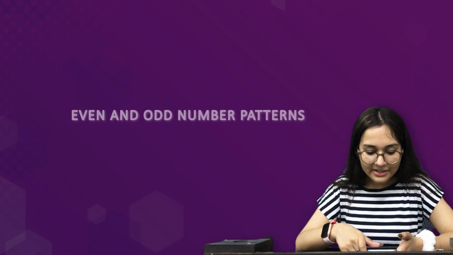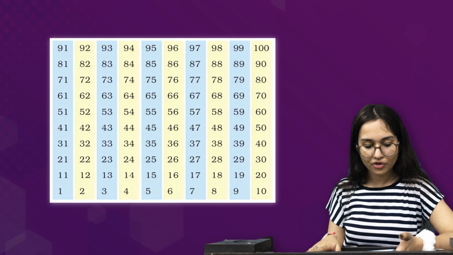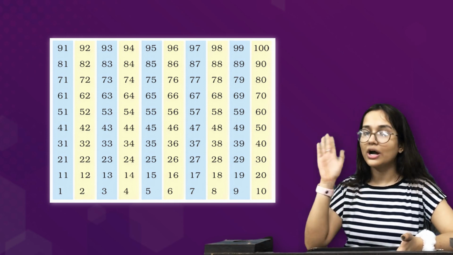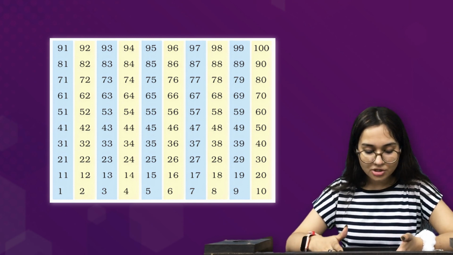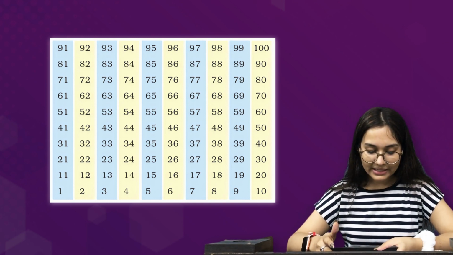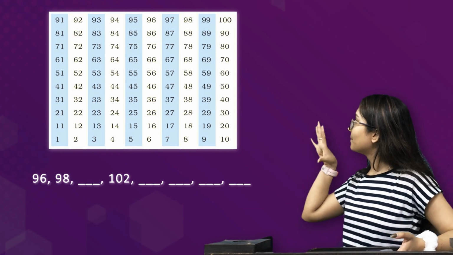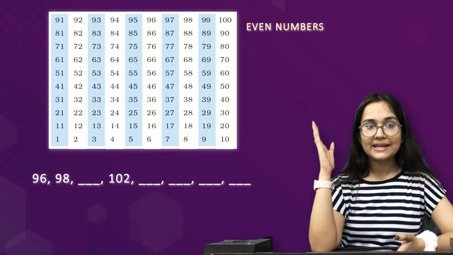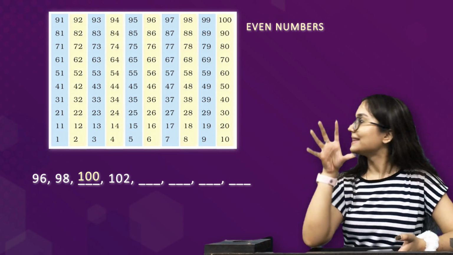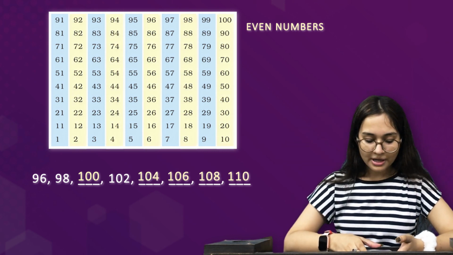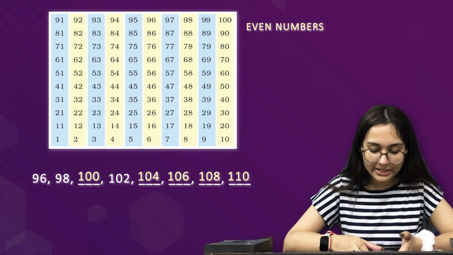So then we have even and odd number patterns. This is a whole grid given to us having numbers from 1 to 100. So half these numbers are in yellow. And what patterns do you see in these numbers? And then we need to continue the same pattern and fill in the blanks. So these numbers are called even numbers. 96, 98, 100, 102, all these are the even numbers and thus they continue in the same form. So we can continue this pattern till infinity because we don't have an end to the numbers.